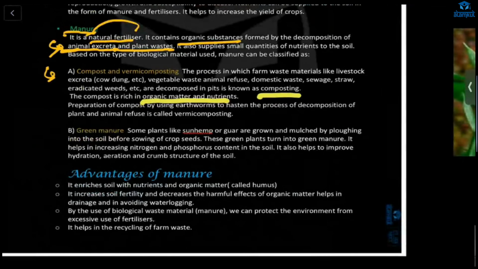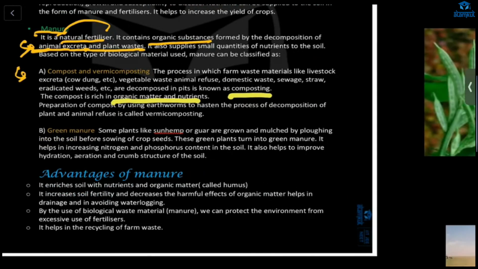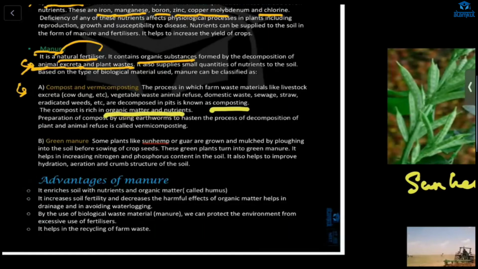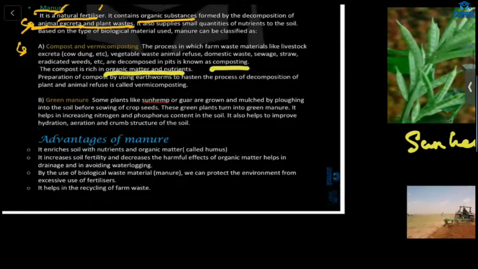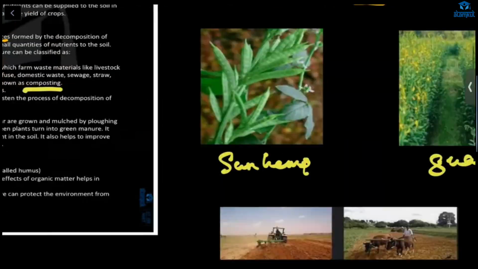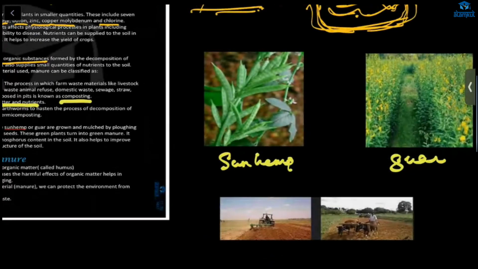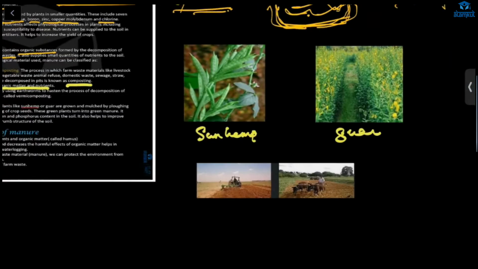Next we have green manure. Some plants like sun hemp, this is our sun hemp and this is our guar, are grown and mulched by plugging into the soil before sowing of crop seeds. What is happening here is we are planting the sun hemp and guar before whichever crops we want to plant. Like if we want to plant rice, before that we are planting the sun hemp and guar.